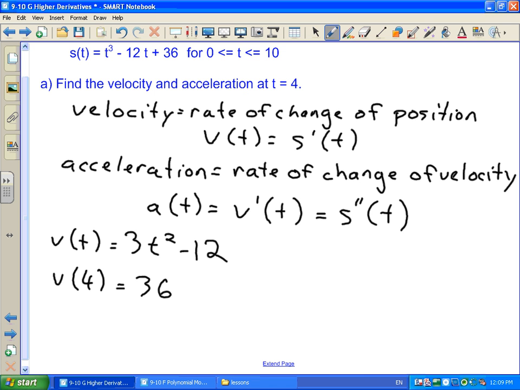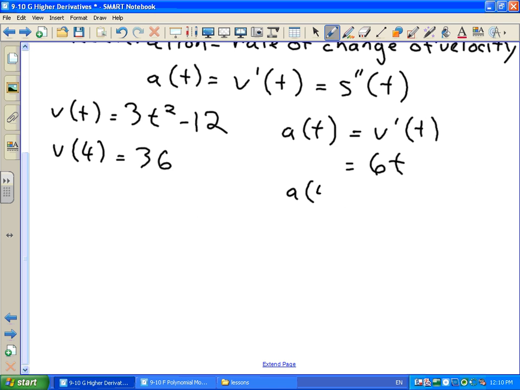To get our acceleration, we're going to take the derivative of that velocity function that we just found, v primed at t. So we differentiate 3t squared minus 12. We bring down the 2, we get 6t. The 12 goes away, and we just have 6t. So our acceleration at t equals 4 is just going to be 6 times 4, or 24.